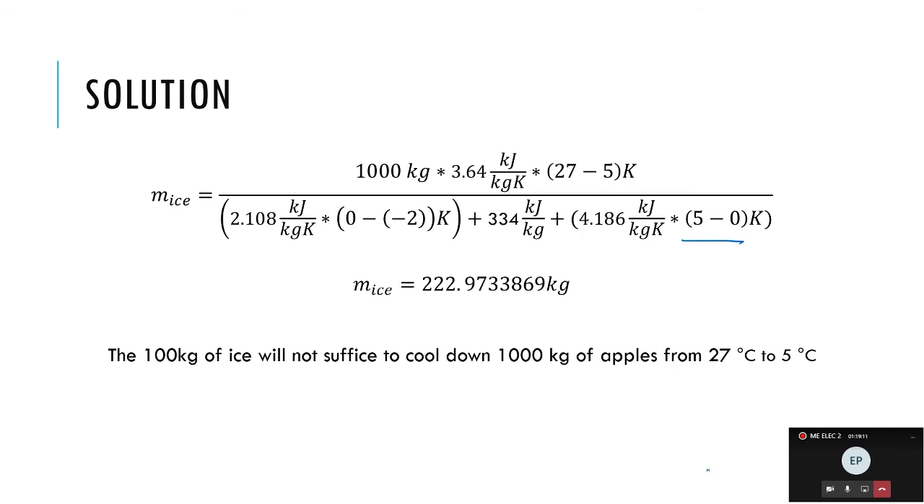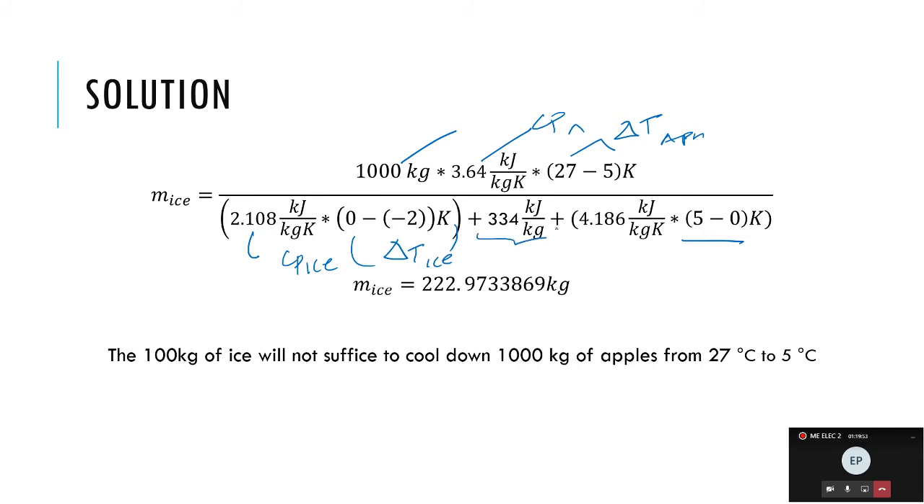Pag kinompute mo 'yan, eto na, na-plug in ko na lahat. Ulitin ko lang for the benefit of everyone. 1,000 kilogram, yun yung mass ng apple. 3.64, specific heat ng apple. Ito, delta T na nangyari sa apple. Ano naman yung 2.108? Specific heat ng ice. 0 minus 2 yung delta T na nangyari sa ice. From negative 2 naging 0, tapos naging tubig.